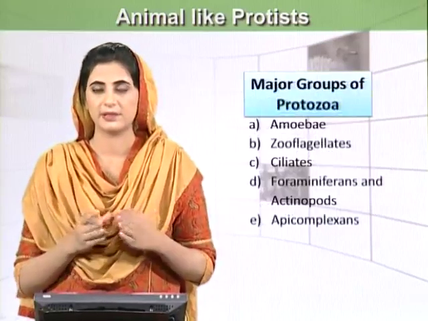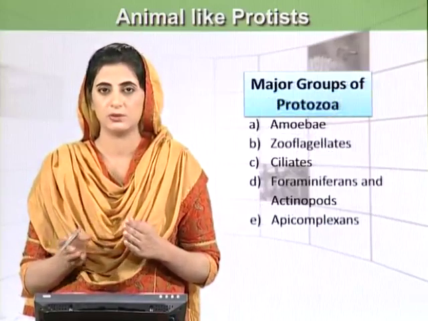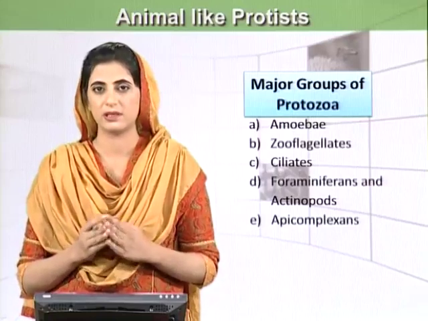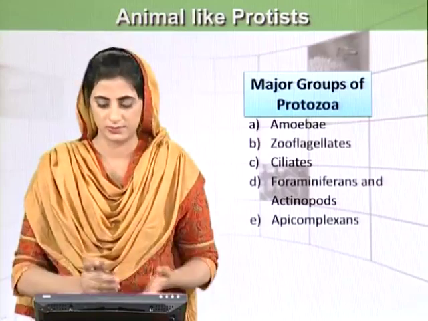There are various categories of animal-like protists or protozoa. Number one is amoeba, then zooflagellates and ciliates. Then we have foraminifers and actinopods, and lastly we have apicomplexans.